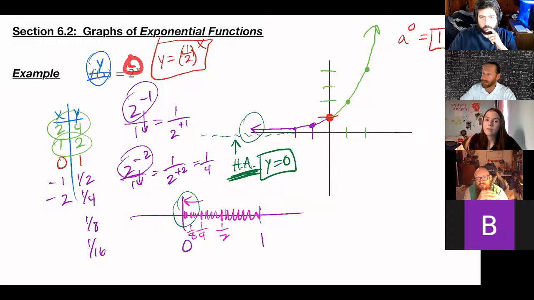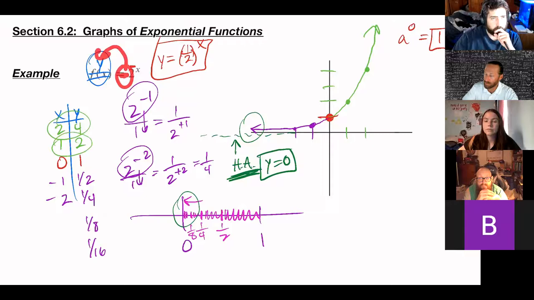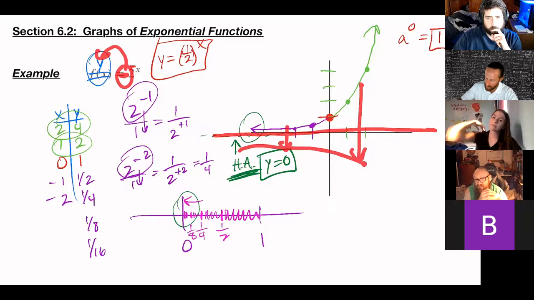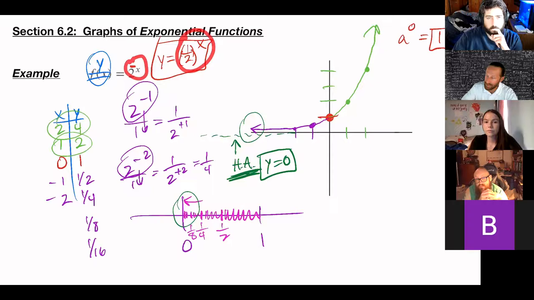Now, if it was down here with the 2, is that being done to the x? Nope. So therefore, it would affect my y's, which means now my y values would go to the opposite side, and it would look like this. But this one, it's being done to the x, which I could either write like this or like this.